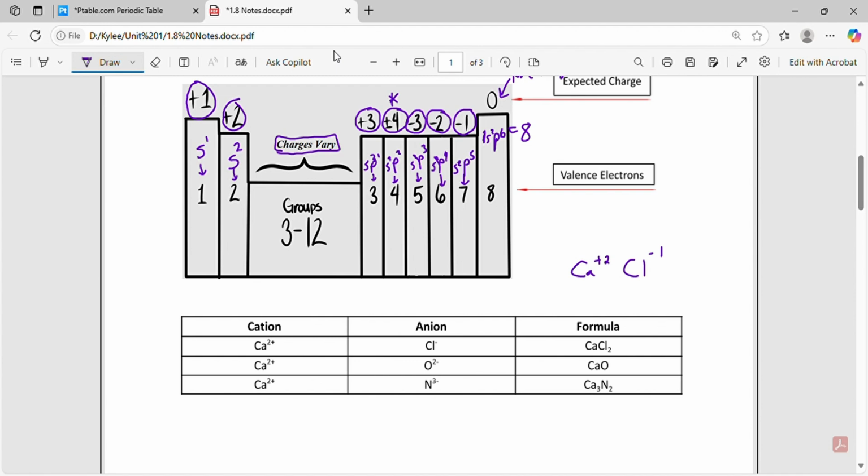And so if I had a second chlorine, together those would give me a -2 charge, and now they would cancel out to be 0. A +2 cancels out with a -2. And so the way I would write that is calcium, Cl, and then 2. The 2 is to show that I needed 2 chlorines.